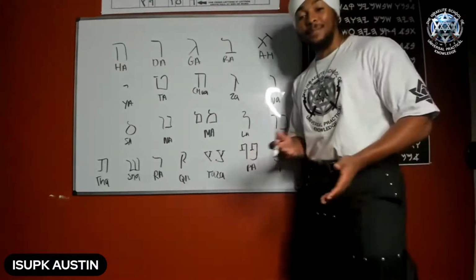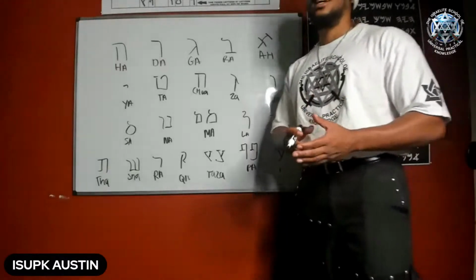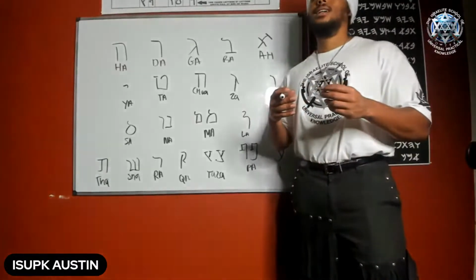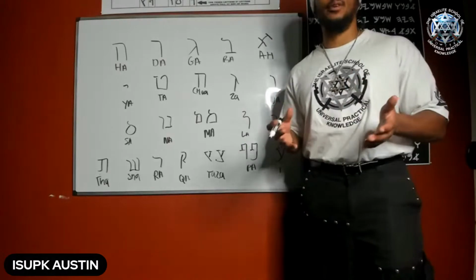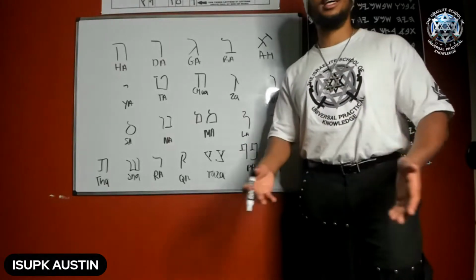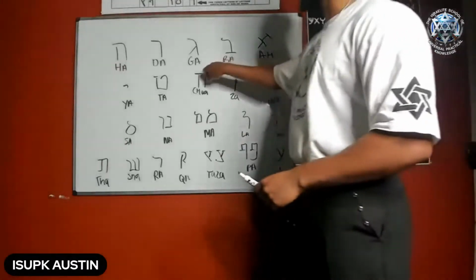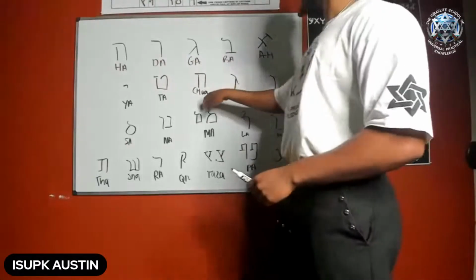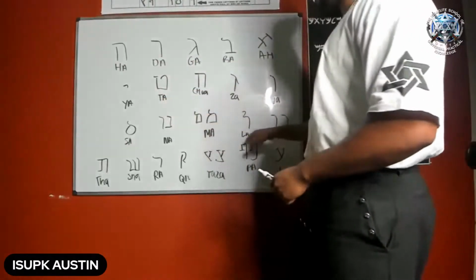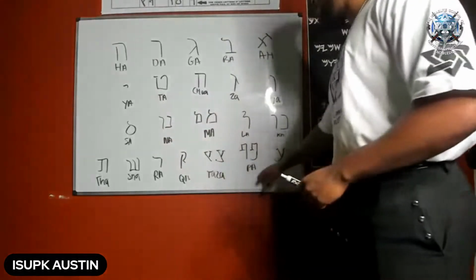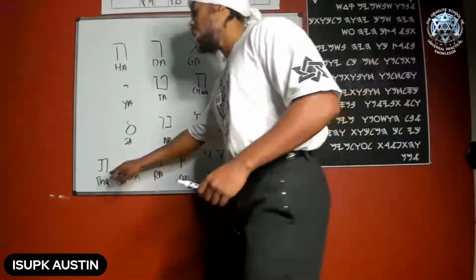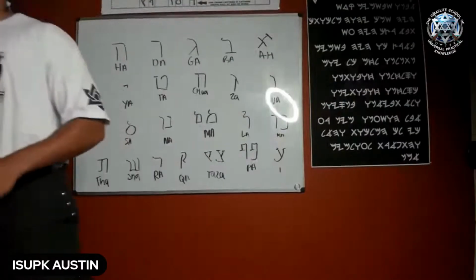It gets easier. The hardest part is knowing what sound comes after what sound, or the characters. Not how you draw the characters, but just knowing ha, ba, ga, da, ha, wa, za, ha, ta, ya, ka, la, ma, na, sa, I, pa, ta, za, kwa, ra, sha, and tha. Right?